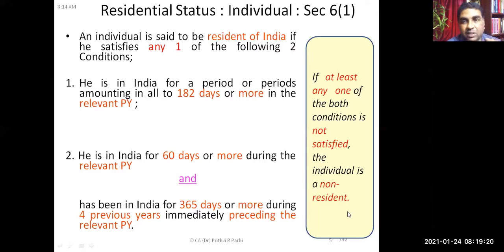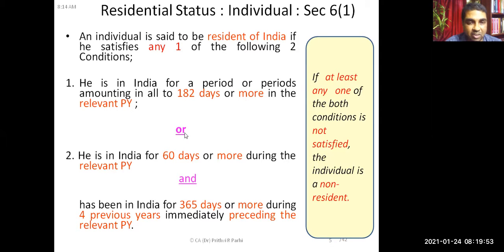In the previous class we have already discussed the residential status of an individual. Now I am coming to section 6, subsection 1. Very briefly, I will recapitulate that, then we'll go to the new areas. An individual is said to be resident in India if he satisfies any one of the following two conditions. First one, he is in India for a period or periods amounting to 182 days or more. Okay, that is the first condition.